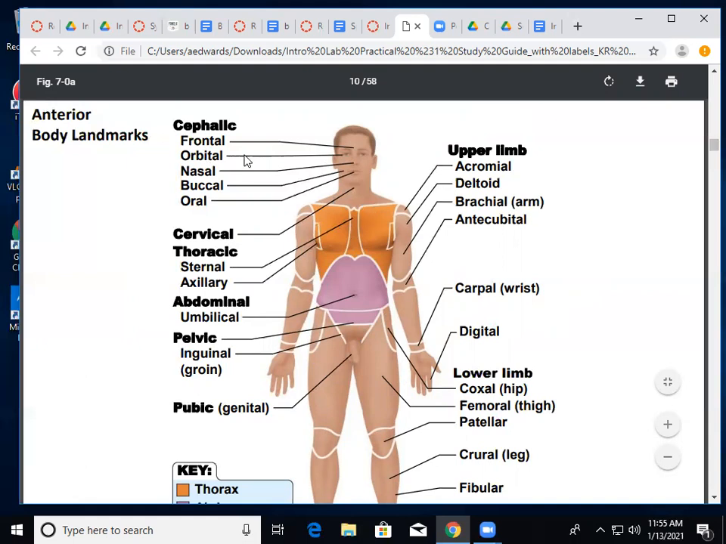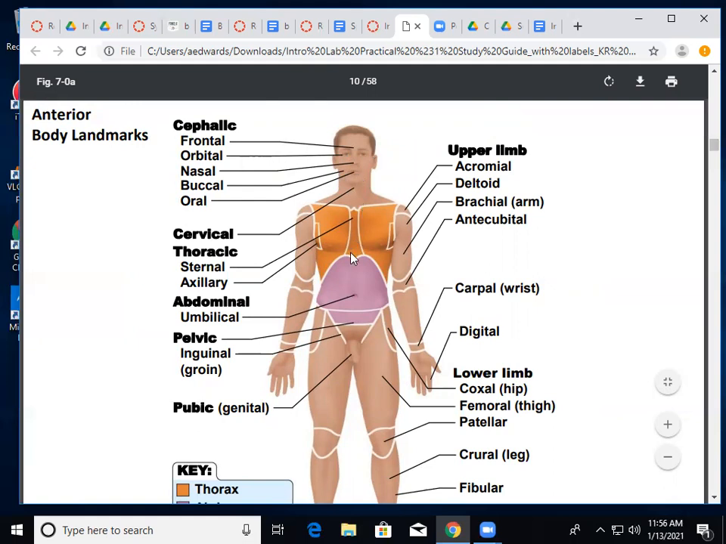So in the cephalic region, the forehead, we call that frontal. Eyes, we call it orbital. It's like a circle in orbit. Nose is nasal. Cheeks are buccal, B-U-C-C-A-L, buccal. Mouth is oral.